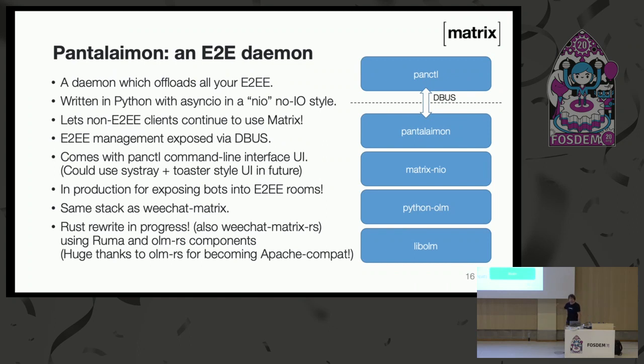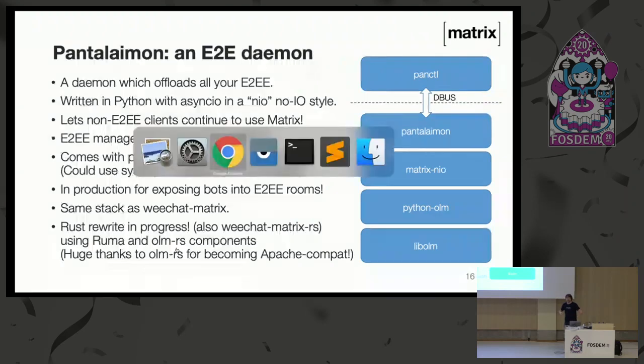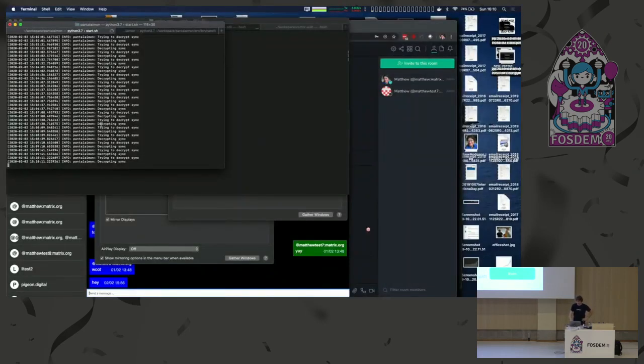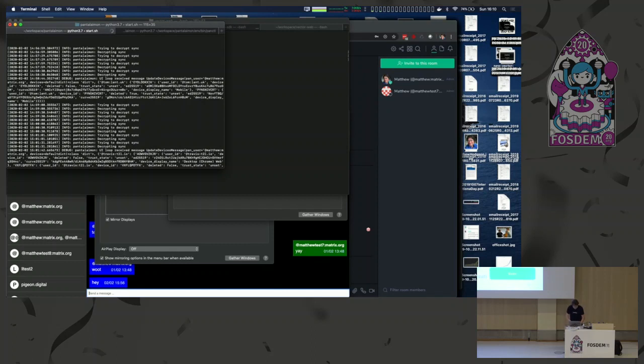And the idea is to build an official Matrix Rust SDK on top of the stack that can be used in Pantalaimon in future and other clients. So that's Pantalaimon. Let me quickly show you it. Risk a live demo. You know how well these are going today.